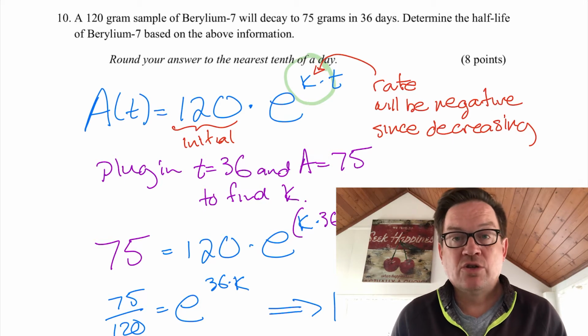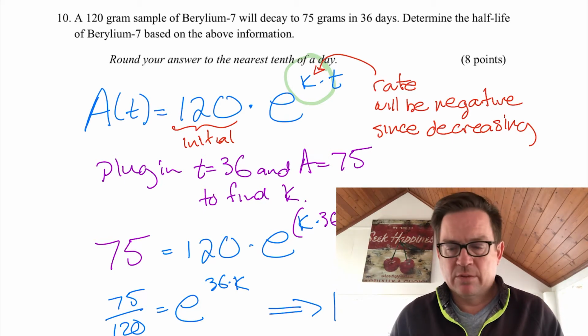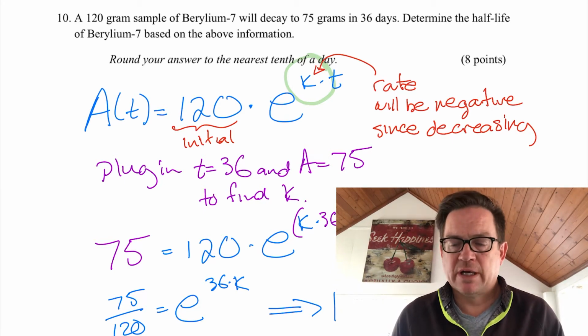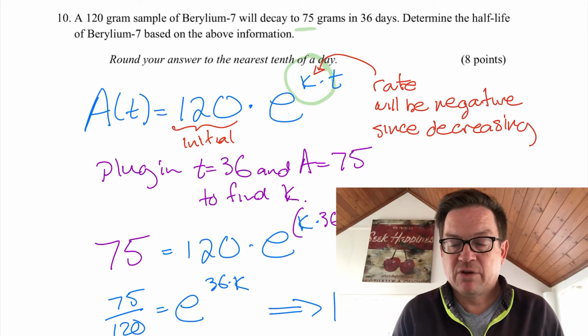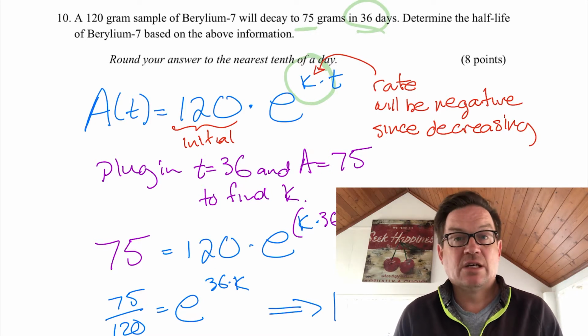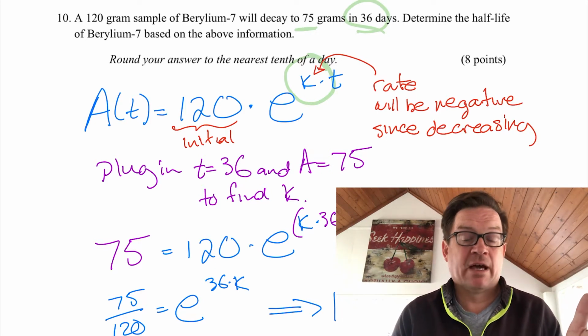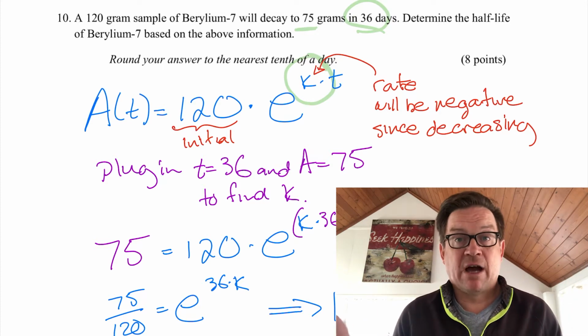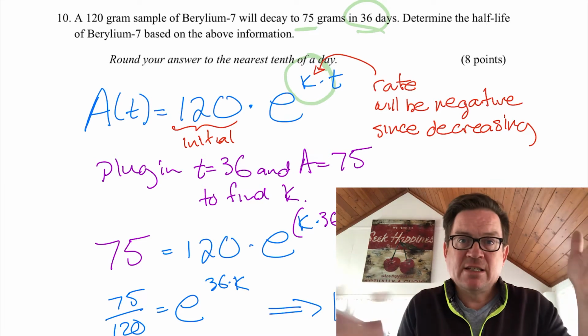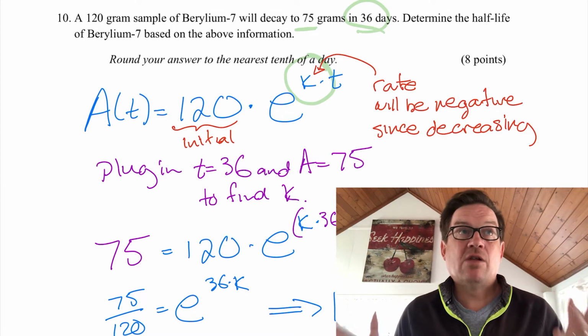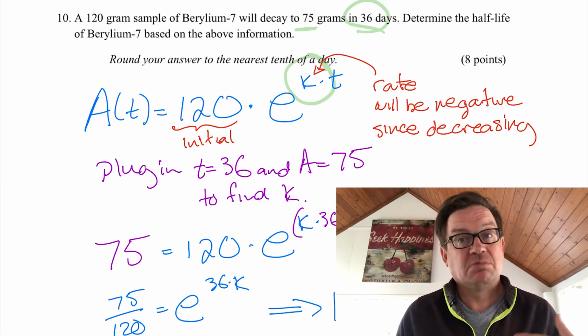We start with 120 grams of beryllium-7, whatever radioactive material that is, and it decays, fizzles down to 75 grams, and it takes 36 days. So that's not the half-life, right? It didn't go from 120 to half of that. It went from 120 to 75. So that gives us some sense of how fast it's decreasing. We want to figure out how long until it's half of what it started, or in this case, 60.